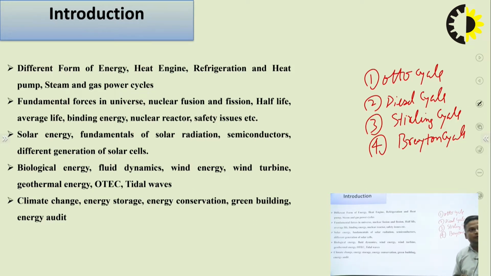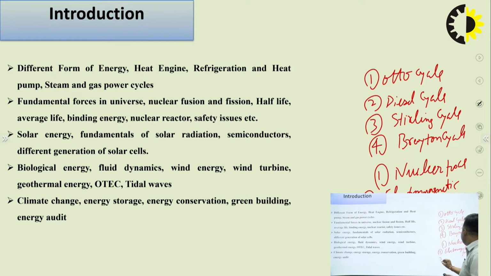Now in the second unit there are fundamental forces in the universe. The forces are like nuclear force, then electromagnetic force, then gravitational force, etc. So we will study these different forces.